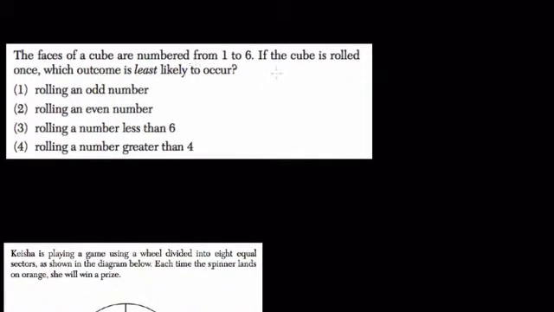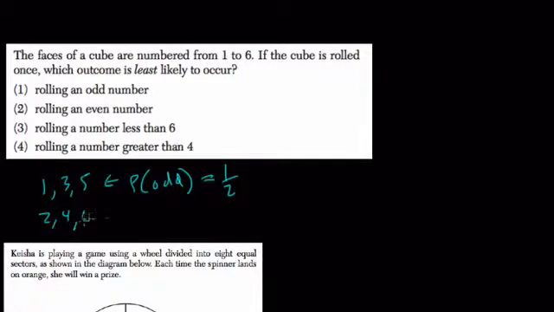Faces of a cube are numbered 1 through 6. The cube is rolled once. What is least likely? Rolling an odd number. Well, 1 and 3 and 5 are all odd, so there's a 1/2 chance of an odd. So the probability of getting an odd equals 1/2. Even: 2, 4, and 6, the probability of getting an even is also 1/2. Rolling a number less than 6, well, it's 5 out of 6. Rolling a number greater than 4, that's 2 out of 6, or 1/3. So that's the least likely of all, right? You can only get a 5 or a 6.